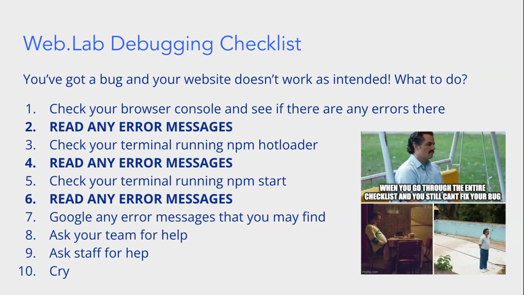But if you can't find anything on Google, then you should ask your team for help. Maybe someone on your team has had this error before and can help you out. And then you should ask staff for help. It's likely that the staff has also encountered similar errors before, so you should try asking the staff after you've asked your team and asked Google. And finally, if neither the staff or team or Google has seen this error before, then it's going to be rough, but we will try our best to help you.